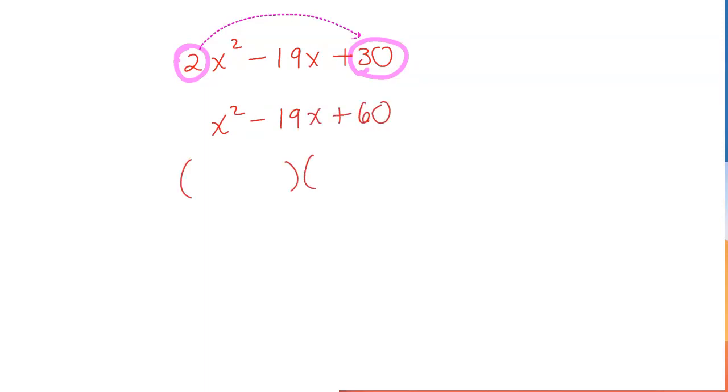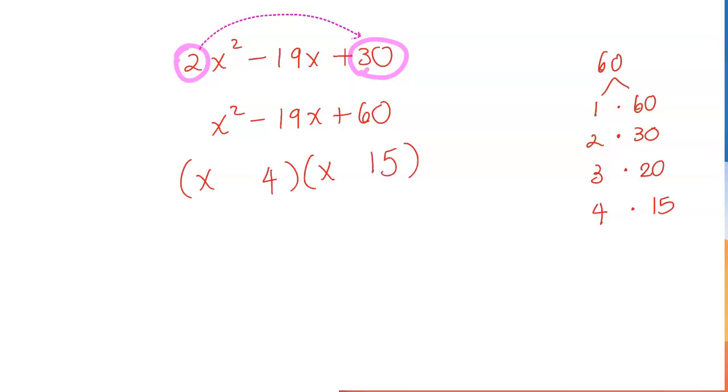Now what times what is 60? So many. There's so many factors, right? 1 times 60, 2 times 30, 3 times 20, 4 times what? 15? 4 times 15? Isn't that it? I like it. It's got to be 4 and 15. Why? Because if they're both negative, wouldn't they add up to negative 19? So that's what we're going to go with.